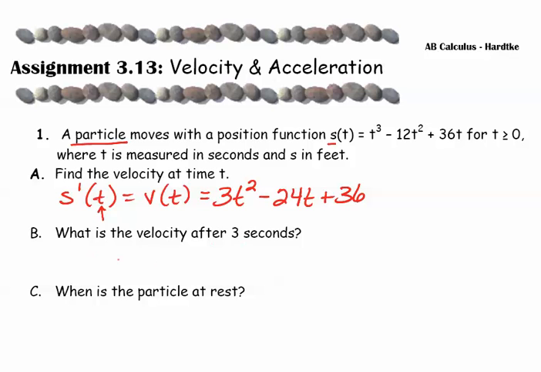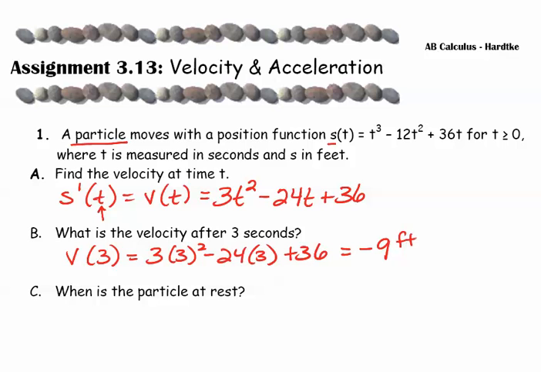Our next question says, can we use that function and find the velocity at time 3? So you would want to just do this calculation. So it looks like we'd have a 27 minus a 72 plus a 36. So I think we'll come up with a negative 9 feet per second. Make sure always that you have included units in your answer.